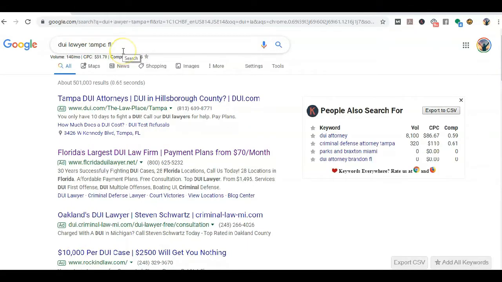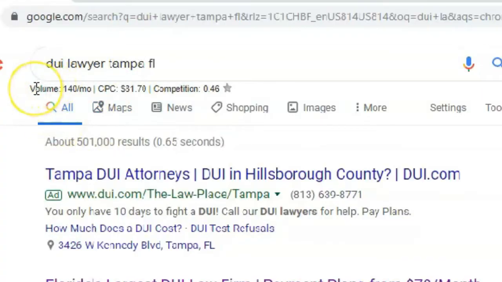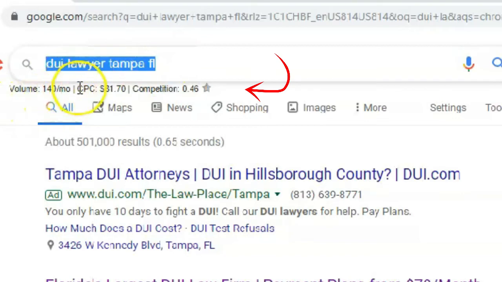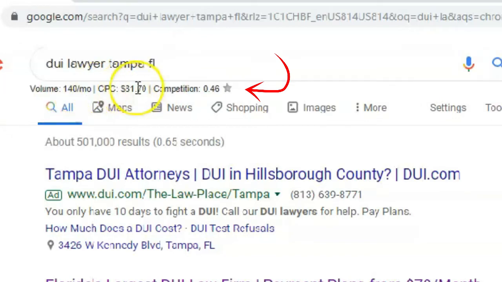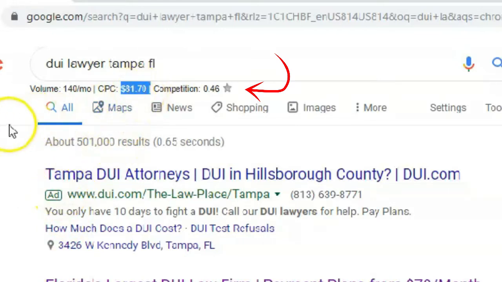So here is what I did: I searched for DUI lawyer Tampa, Florida. One of the first things you notice is I have a plugin called the Keywords Everywhere plugin, which shows me the number of searches a month. This particular keyword gets searched every single month. And if I were to do AdWords, Google Ads, this is the cost per click. Every click on these Google Ads, they are paying approximately $81.70 every time somebody clicks. That's pretty expensive, okay? But it's a good search volume. There's about 140 people searching for this every single month. Looks like a lot of DUI accidents out there in Tampa.